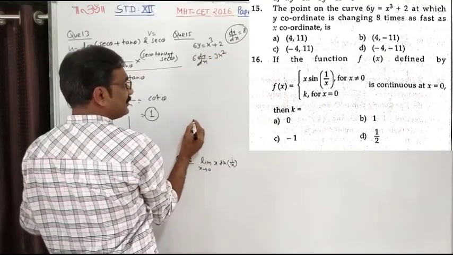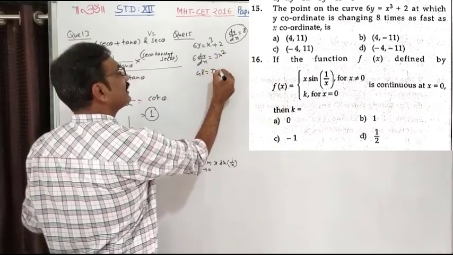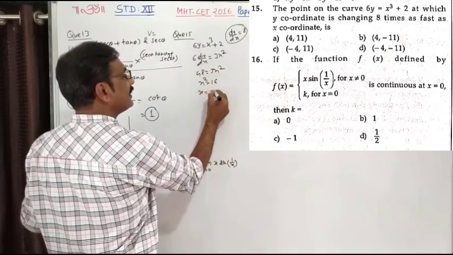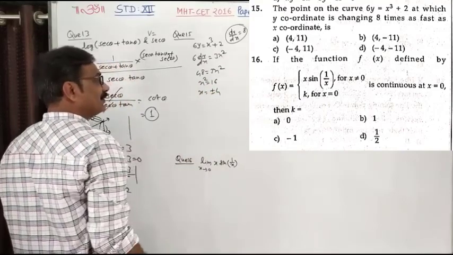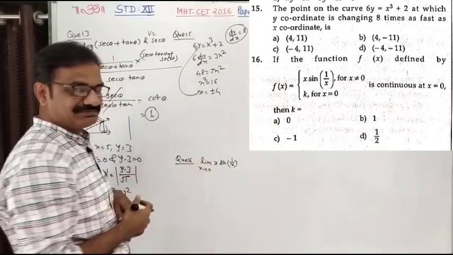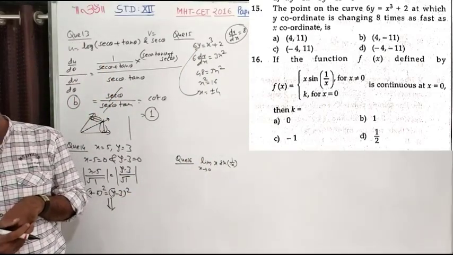It is 3x square. So 6 into dy by dx is 48. Okay, x square is 16, x is plus or minus 4. Just put the values of this here, you will get the answer.